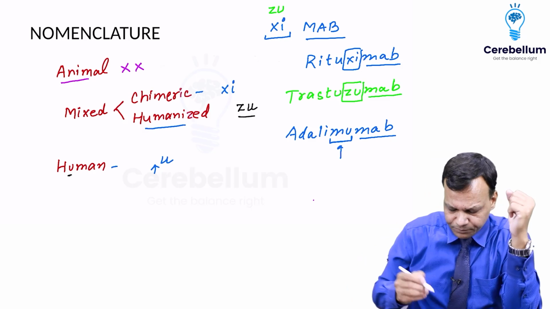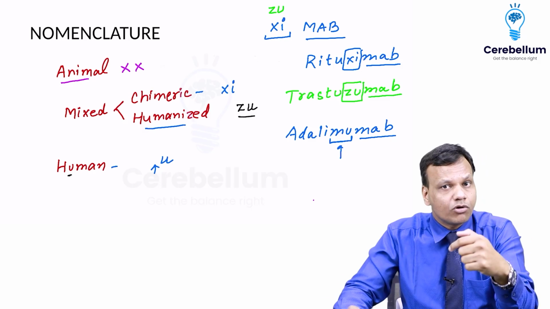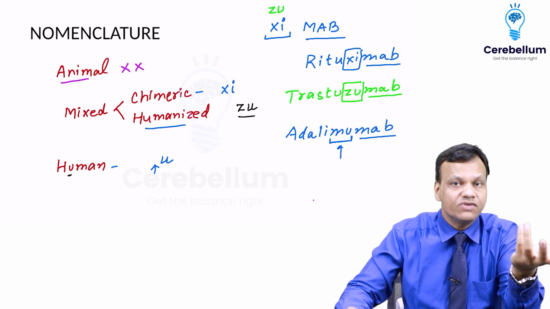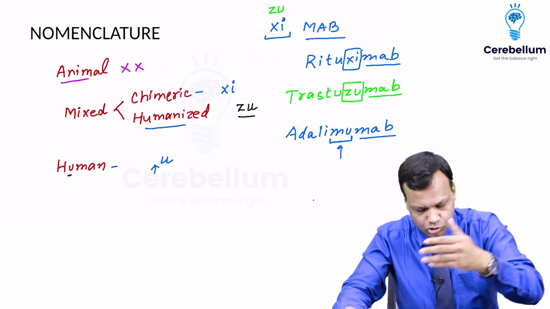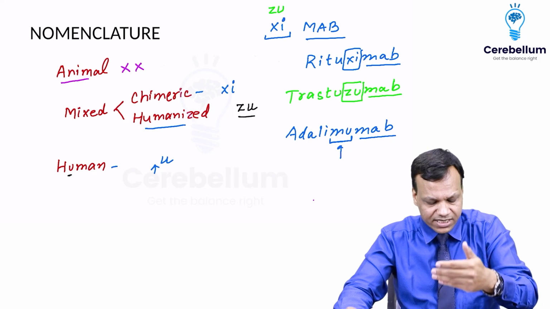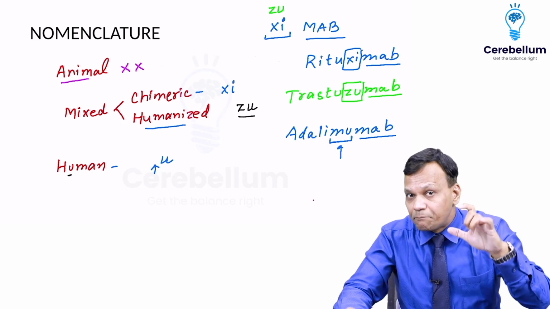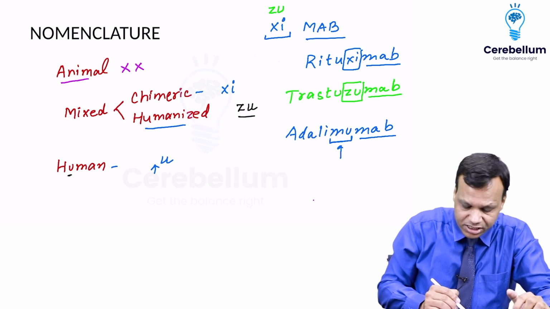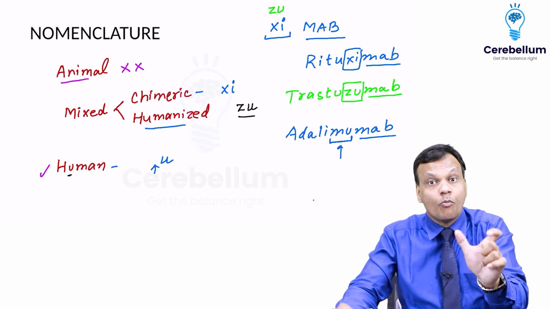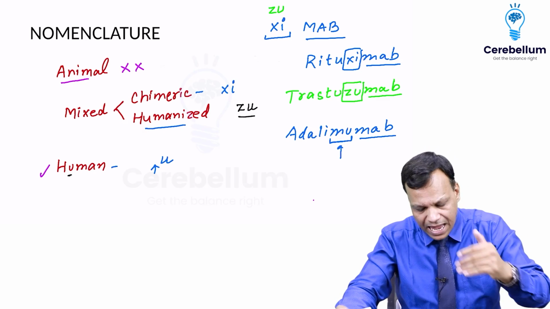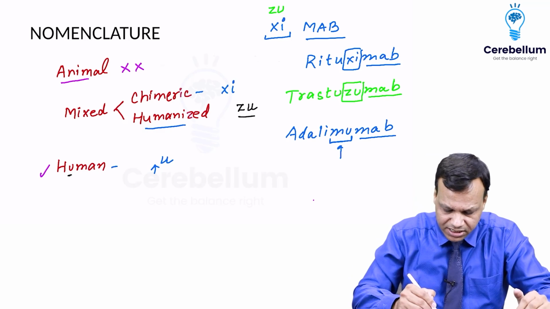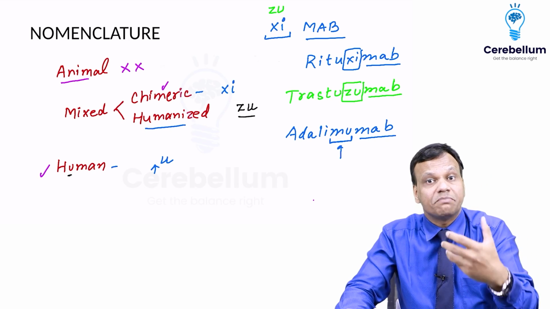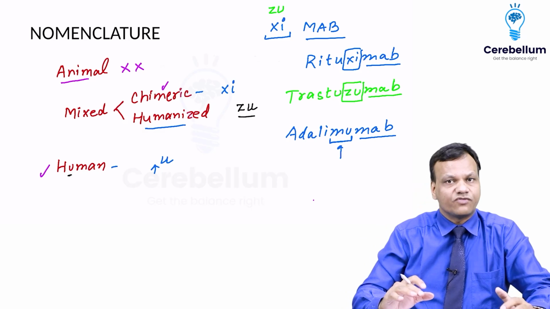But what is important, one question is asked: which monoclonal antibody has high risk of causing allergy, and which has lowest risk of causing allergy? So out of the three, chimeric, humanized and human, which has minimum risk of allergy? Yes, it is purely human. So that means umabs have minimum allergy. And which has highest risk of allergy? Yes, it is chimeric, like iximabs. Okay. So this is one thing.